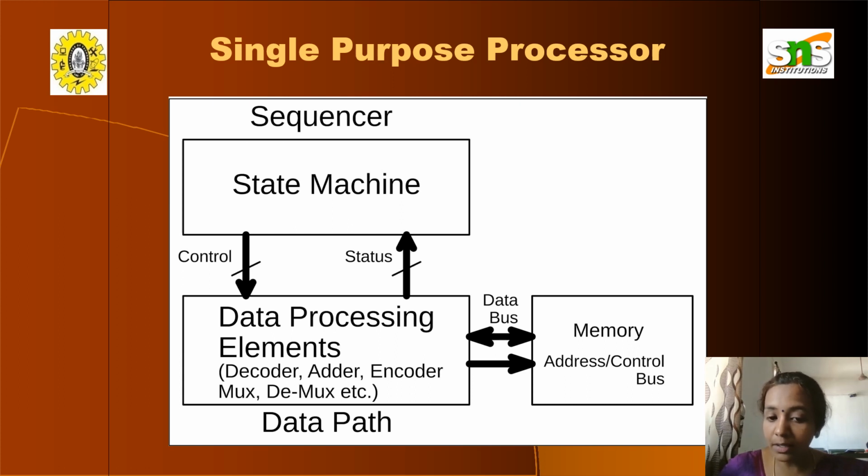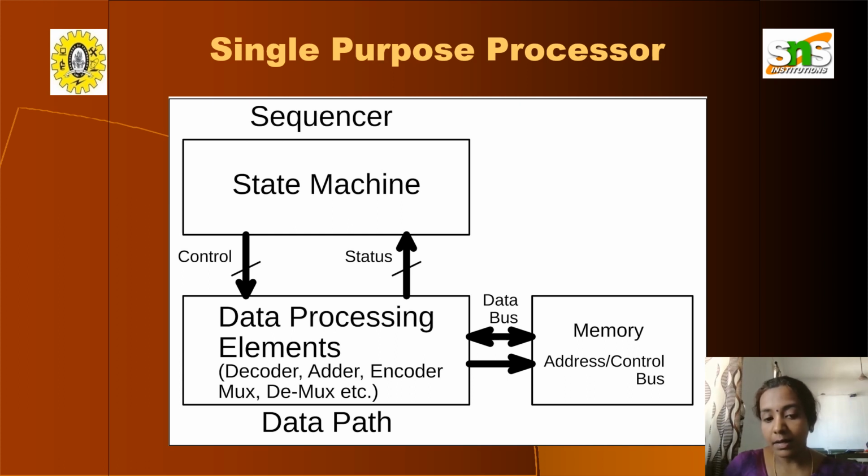The encoder is for encoding the signal, converting the signal from one form to another form while transmitting. The multiplexer will combine the signals into one. The demultiplexer will demultiplex and divide one signal into several signals. So that is the main purpose of the multiplexer and demultiplexer. These data processing elements like decoder, adder, encoder, multiplexer, and demultiplexer will be considered as the data path.